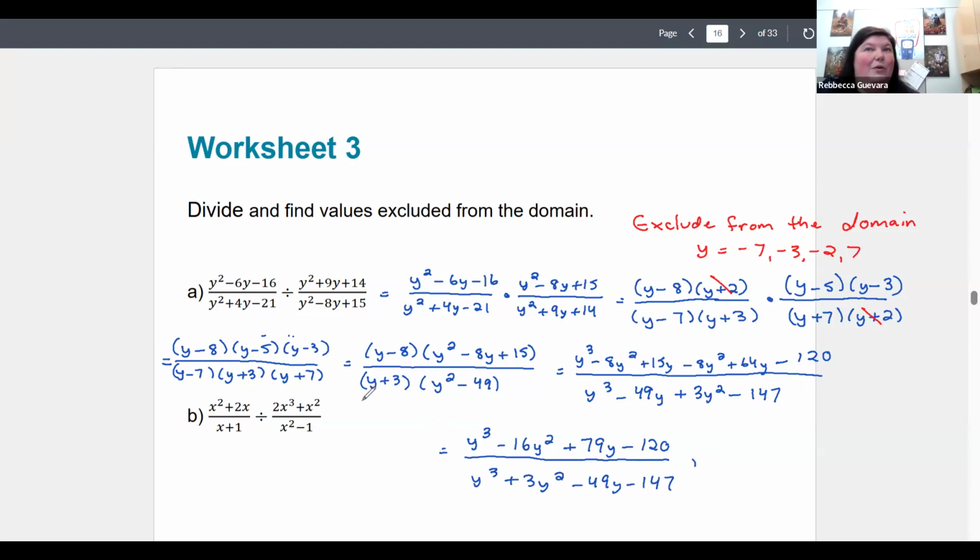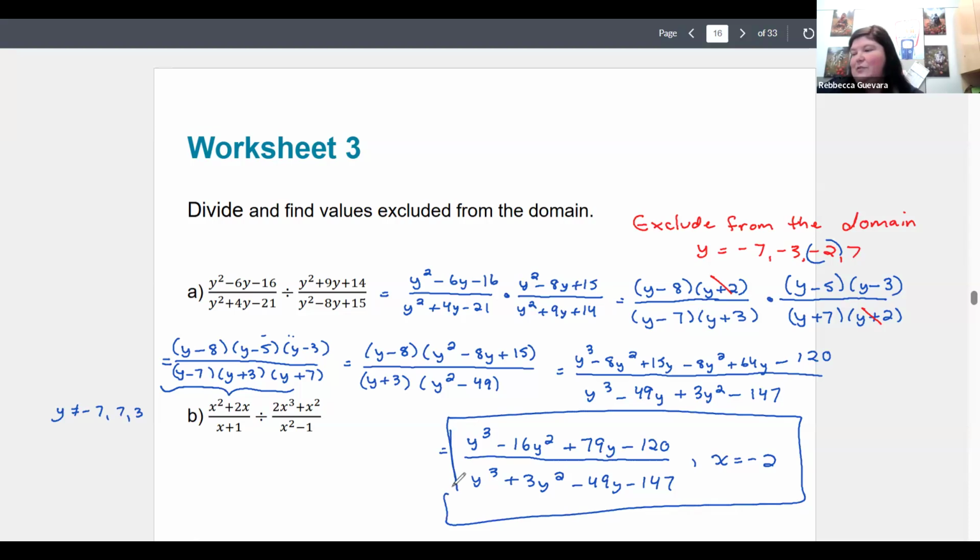So after we simplified, the only factors that we still had were these ones. So we still could see that y couldn't be -7, it can't be +7, and it can't be 3. So the only thing that disappeared is this -2. So just make sure we say x cannot be -2. All right, so if you need to, pause because I'm going to erase the screen to do B.